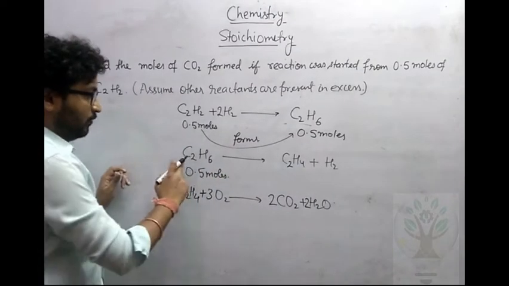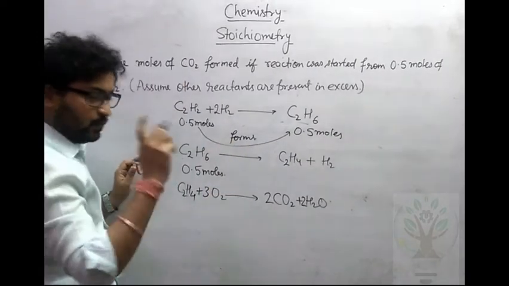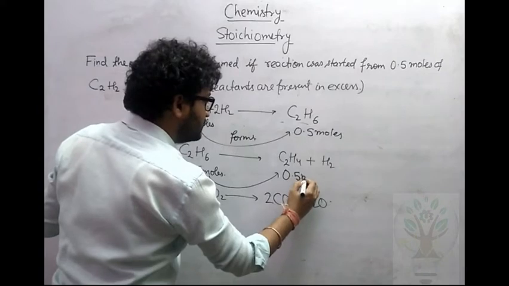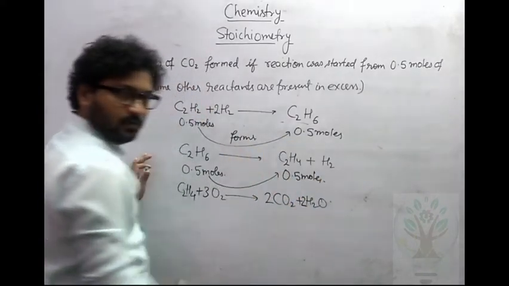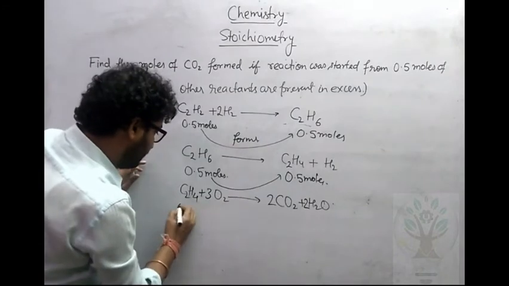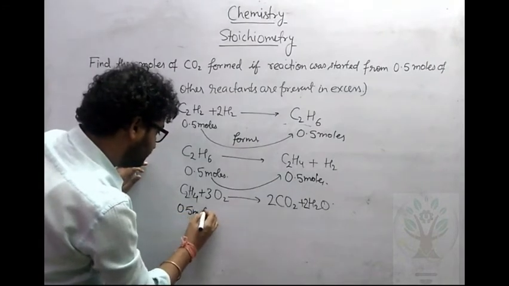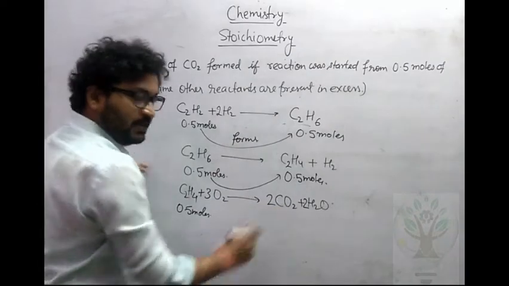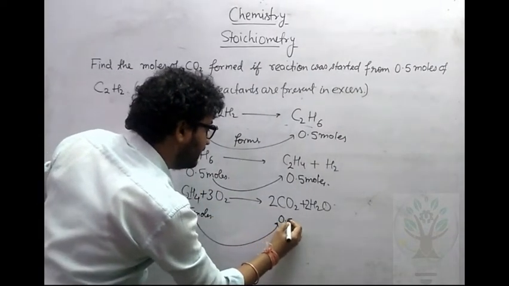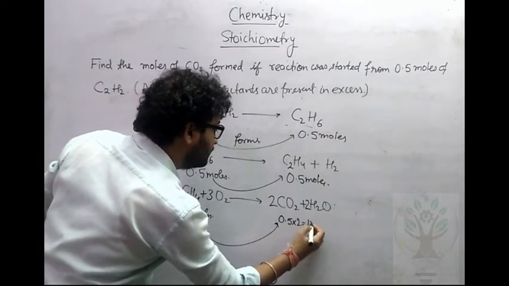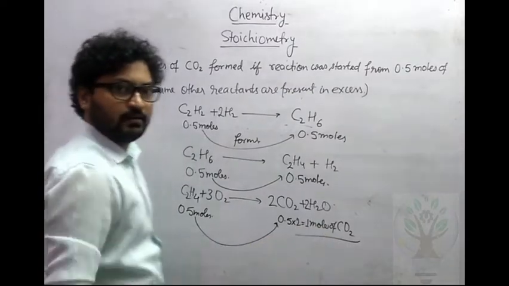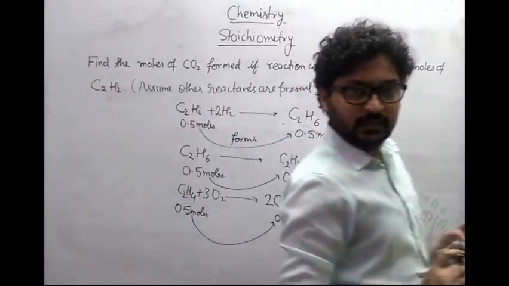Now, one C2H6 forms how many C2H4? 1. So 0.5 will form how many C2H4? 0.5 moles. 1 forms 1, so 0.5 will form 0.5. Now see, this 0.5 will come here. Now, 1 C2H4 forms how many CO2? 2. So 0.5 will form how many CO2? 0.5 into 2, that is 1 mole of CO2. That's our answer. Okay, is the question clear to us?